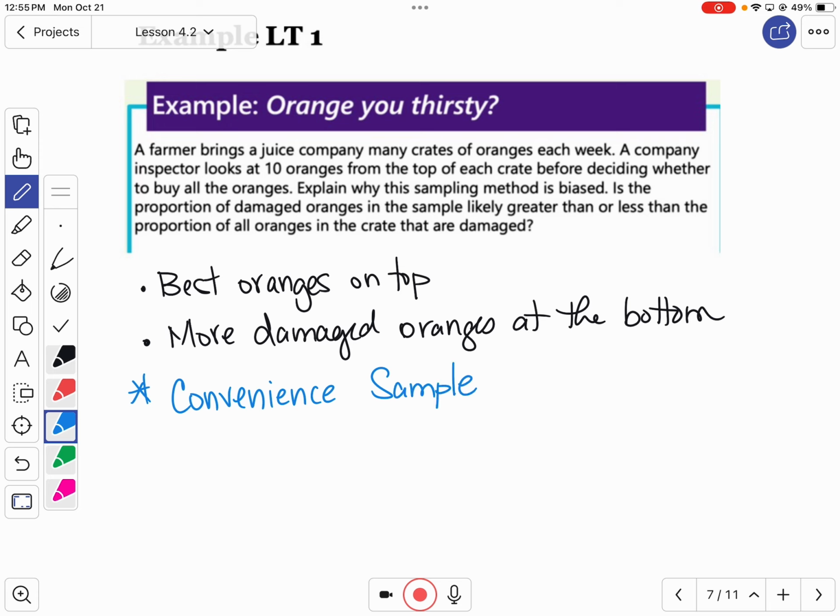And then, let's see, does the sample have more or less damaged oranges than the whole crate? Well, the sample that you're talking about, the 10, is it going to have more damaged oranges or less damaged oranges than the whole crate? Yeah, the sample's going to have less because the crate's going to have more.